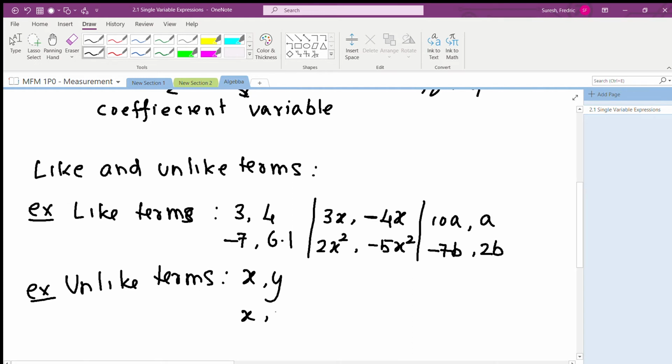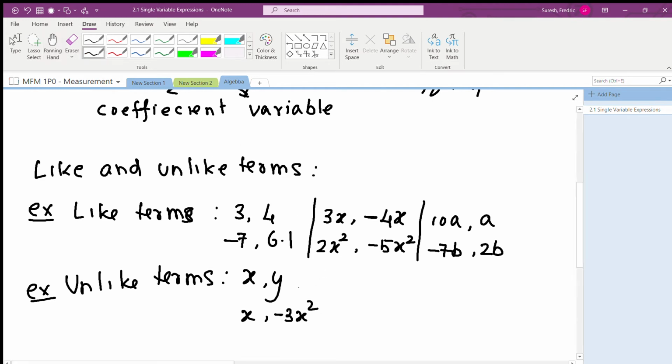X and negative 3x squared, they are also unlike because one of them is an x, the other one is something different, a different beast. Why is it different? Remember, this is like a line. That's like an exponent is different, right? This is like a rectangle or a square. So it's a different variable entirely.